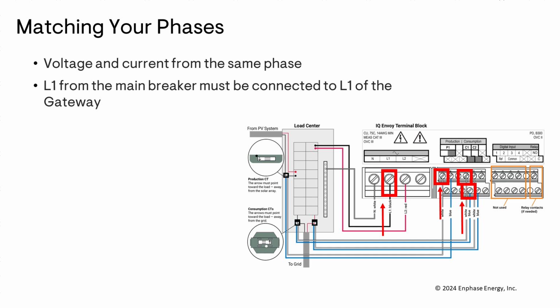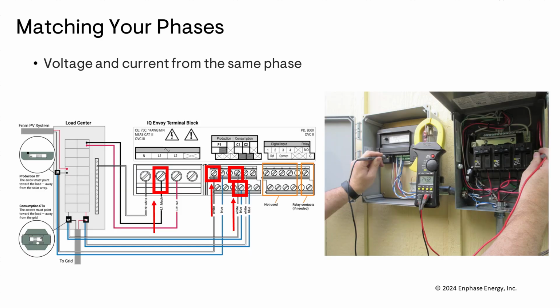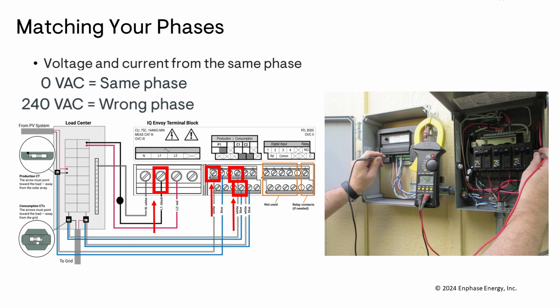Now that we understand why phasing is so important, we need to verify that the line 1 and line 2 power conductors going to the gateway are phased correctly. If the wires are not landed in the correct terminals, this is a phasing issue. Using a voltmeter, confirm that the service conductor, line 1, is the same conductor that is wired to power terminal line 1 of the gateway. Confirm this by testing the voltage between line 1 at the main service panel and power terminal line 1 of the gateway. The voltage should be 0 volts between these terminals and 240 volts between line 1 of the main service and line 2 of the gateway's L2 terminal.